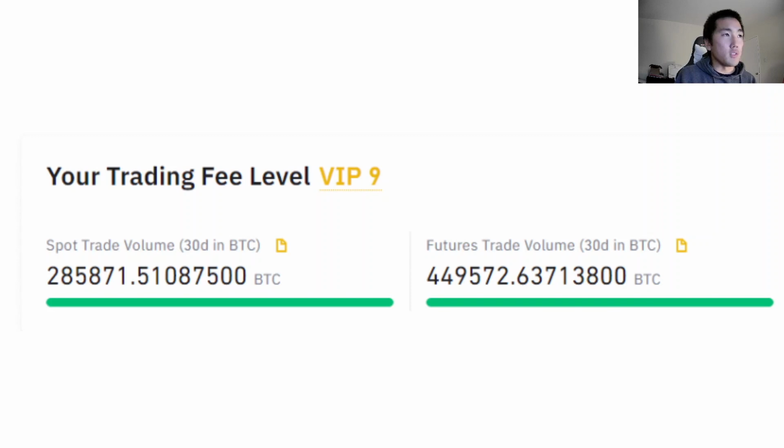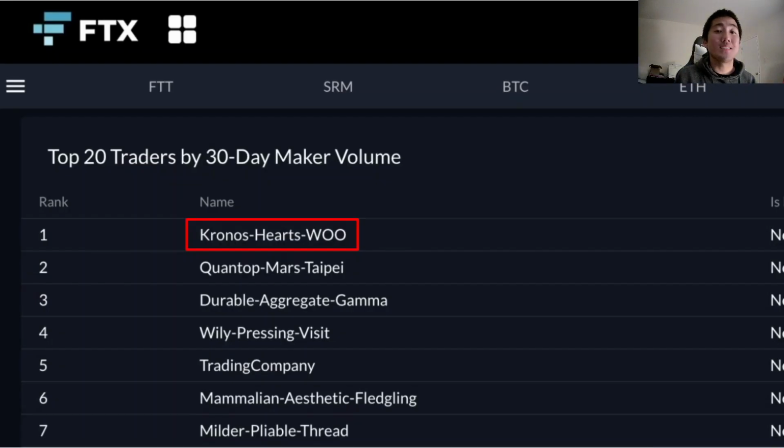One of the traders shared how much volume they're doing on Binance. As you can see, in 30 days, Kronos, the parent company, spot traded roughly 300,000 Bitcoin and traded 450,000 Bitcoin of futures. So these guys are not messing around. They know the business. And on FTX, they are constantly in the top three in terms of volume when it comes to market makers. This is good to see because the parent company, Kronos, is in crypto every day, trading billions of dollars of crypto every single day. They know the problem with liquidity, and they can solve it because that's what they do.